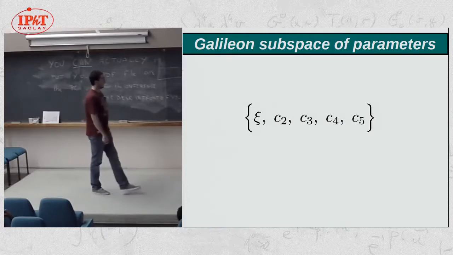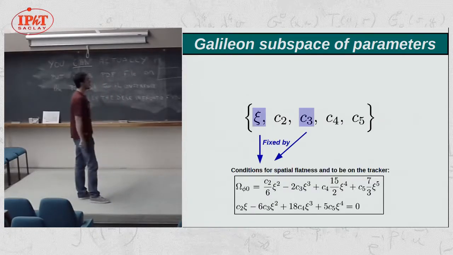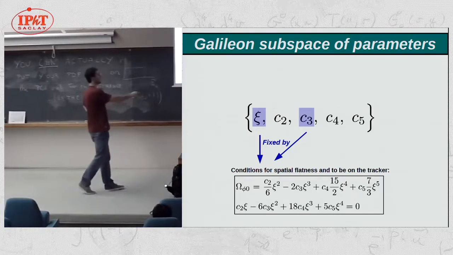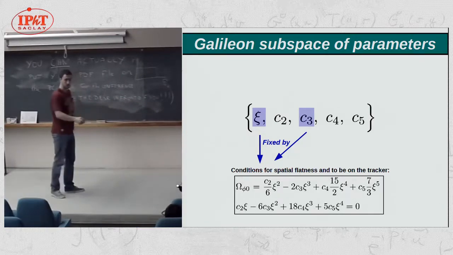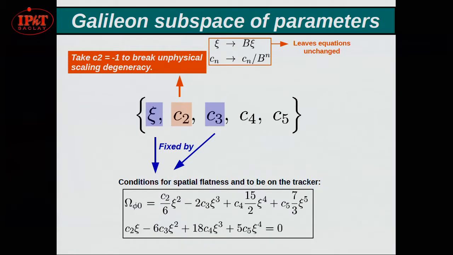So at the end of the day, the Galileon model is characterized by 5 parameters. 2 of them, in this case just for illustration, Xi and c3, can be fixed by the conditions to yield a given amount of spatial curvature, which I'm going to assume to be always 0, and the condition to be on the tracker. We can also fix another parameter to break what I call this unphysical scaling degeneracy.